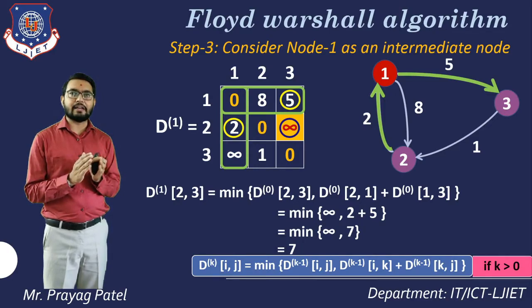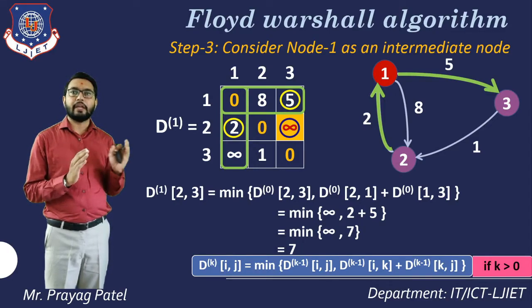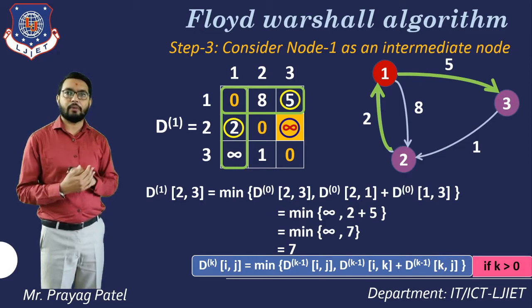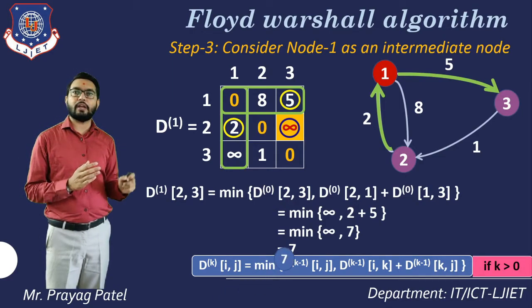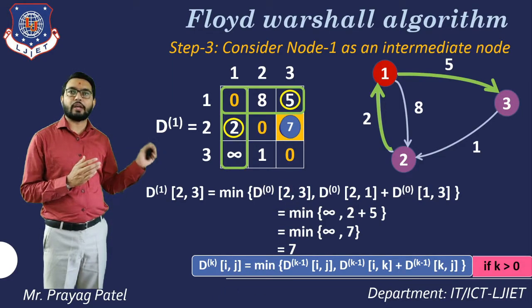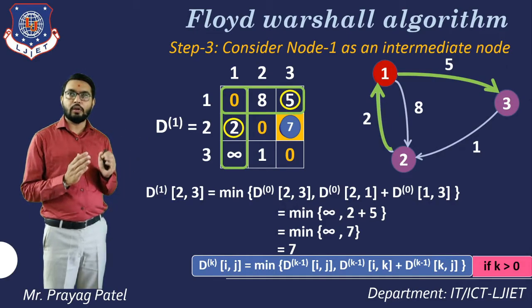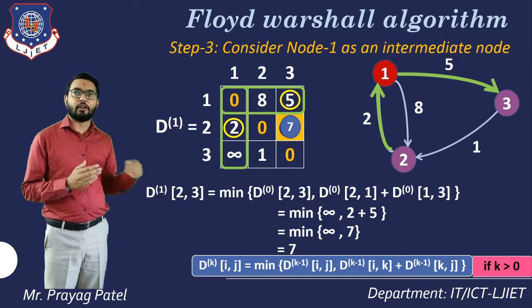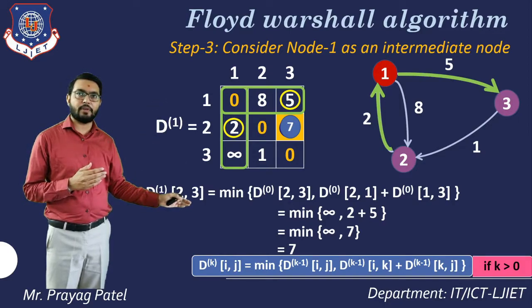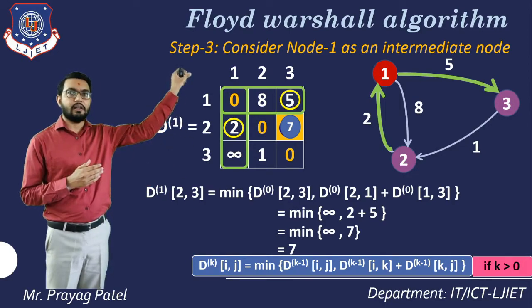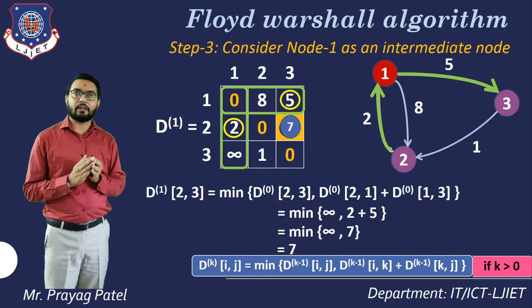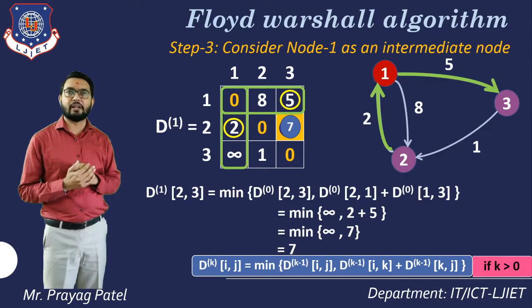So our final answer for location 2, 3 equal to 7 for the D1 table. Here, consider the value 7 and put it at location 2, 3. Now after that, consider the third row. In the third row, the first column is not considered, because the shaded line is not considered for our operation, because here we consider 1 as an intermediate node.